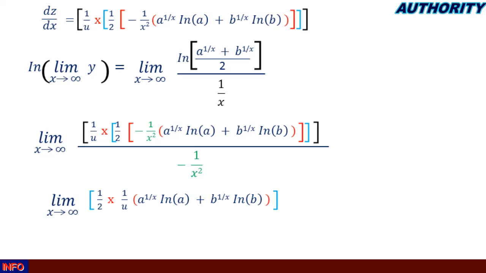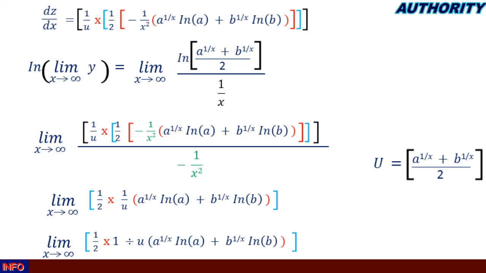Now we have the limit as x approaches infinity of (1/2) times (1/u) times (a^(1/x) ln a + b^(1/x) ln b). All right, good. Now look at it again. Let me show you something. You see this place we have 1 over u. It's still the same thing as 1 divided by u. Is it true? Yes. But you remember there was a place we said u is something. Okay, you remember? Yes. Look at it.